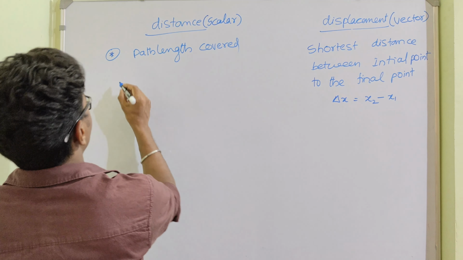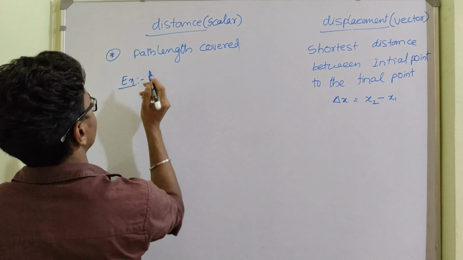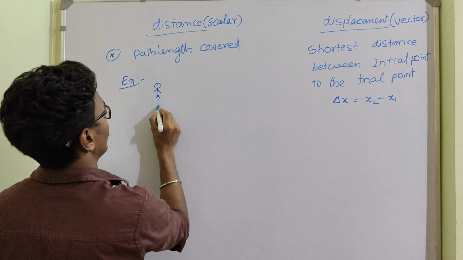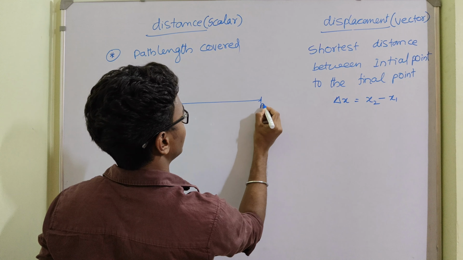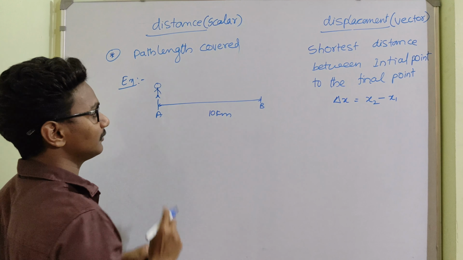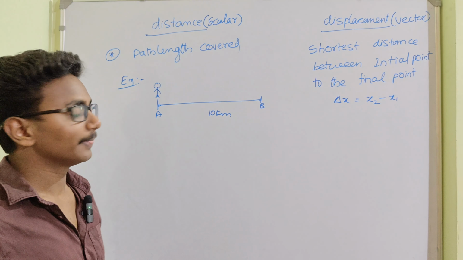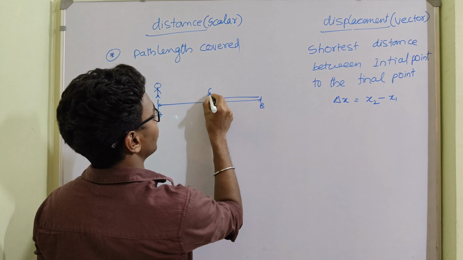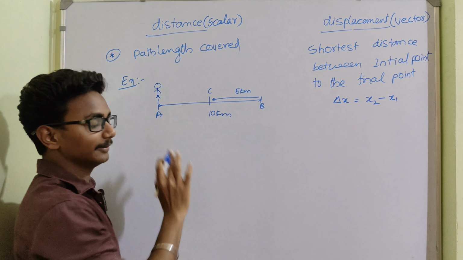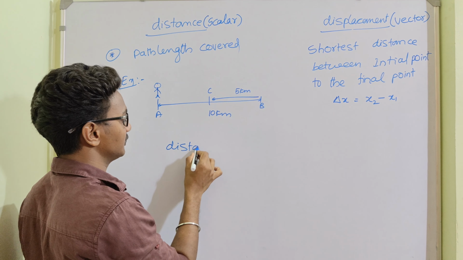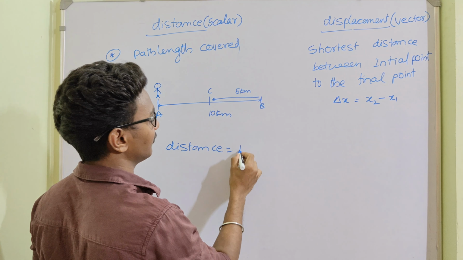Let's take an example for distance. If you are here at point A and move to point B, which is 10 kilometers far, A to B. After that, you return back to point C, which is 5 kilometers from B. Now, what is the total distance? Distance is 10 plus 5, 15 kilometers.